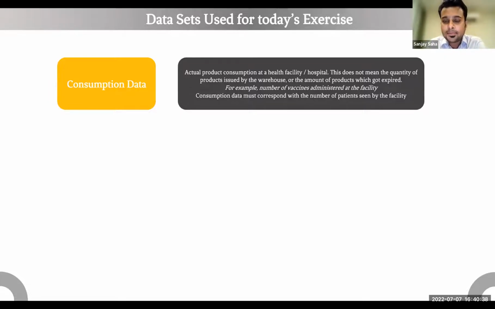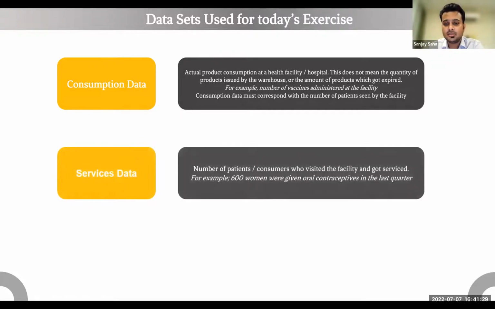Now, ideally, consumption data means actual dispensation. It does not mean the quantity of product which has been issued from a warehouse or a store to a facility. Consumption means the actual number of dispensations from the facility to the patient. How much of the product has been dispensed to the patient is actually consumption. Okay. So if someone is using issue data as a proxy for consumption, yes, you can do that if consumption data is difficult to collect, but the error rates in using issue data as a proxy for consumption data are very high. Okay.